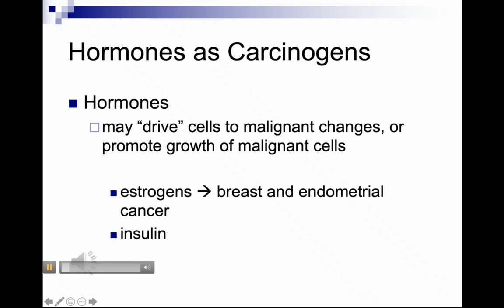Hormones may drive cells to malignant changes or promote growth of malignant cells. For example, estrogen may promote the growth and the development of cancer of the breast and in the endometrium. Insulin is an anabolic hormone, which can promote the growth of certain malignancies.